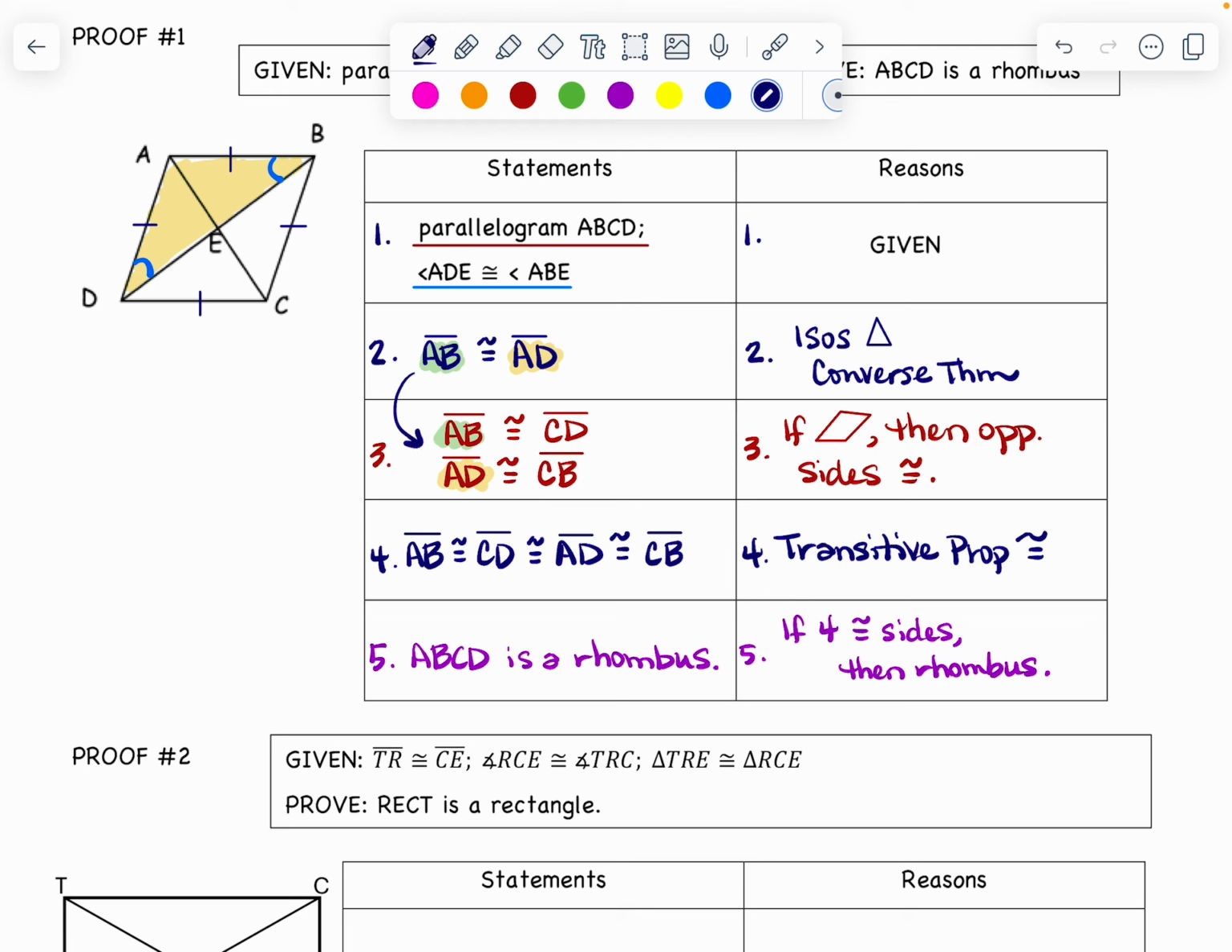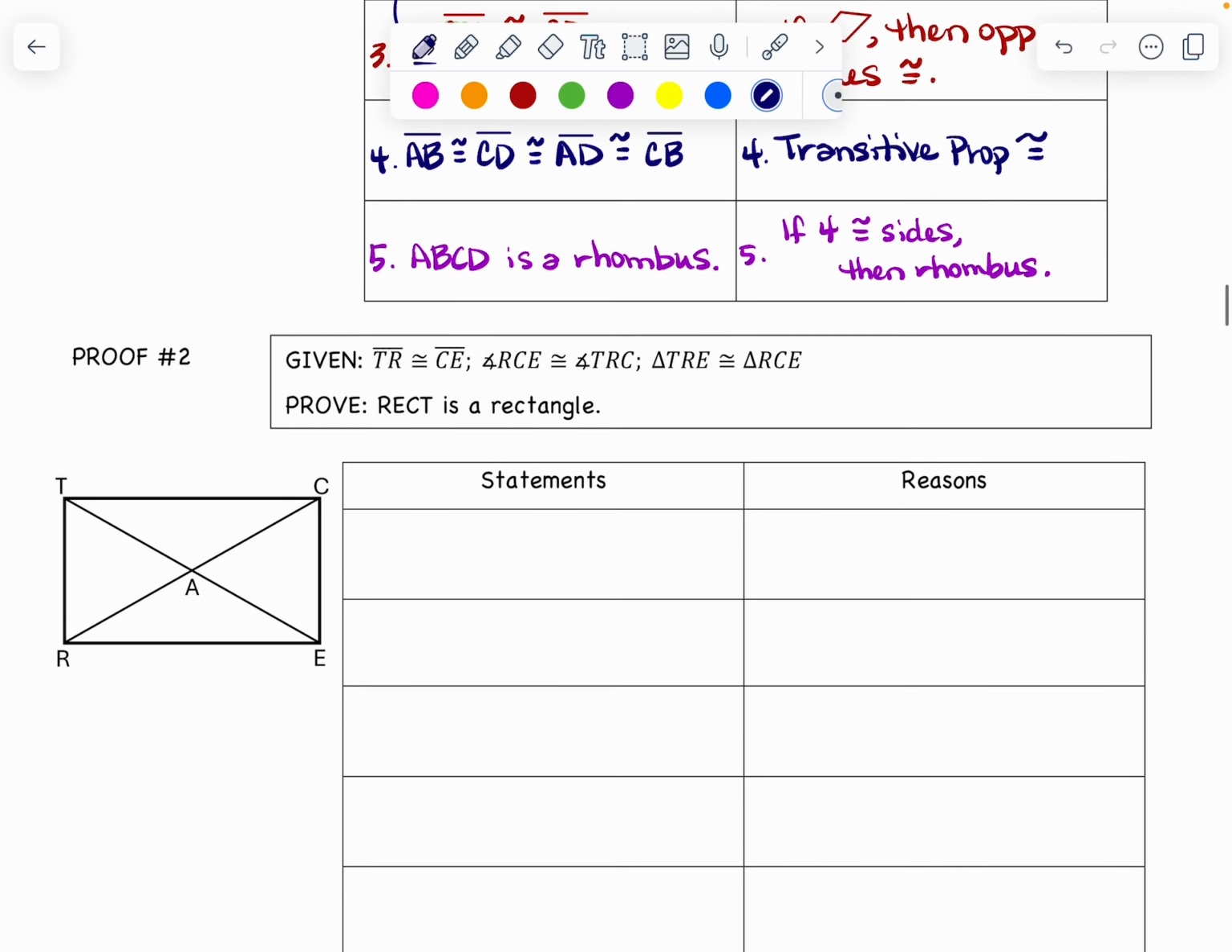And there you have it. Little arrow here. Okay, so that's our proof for a rhombus. Again, they can vary a lot, but that's kind of the gist. All right, let's go do one more.